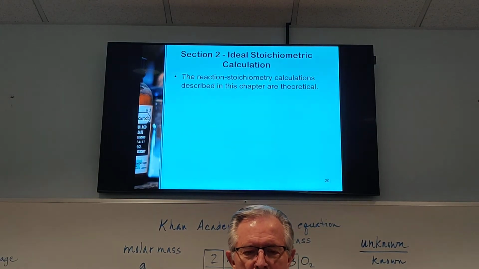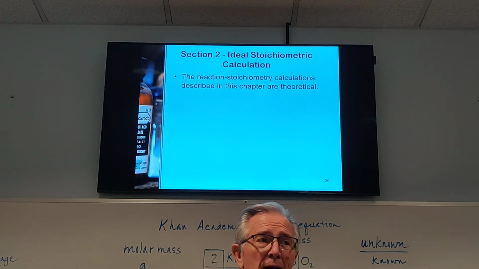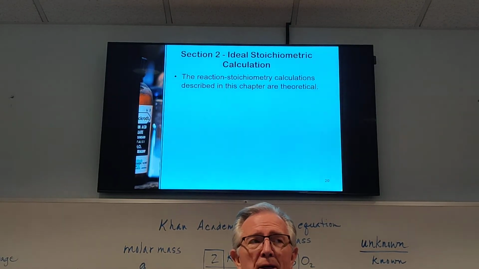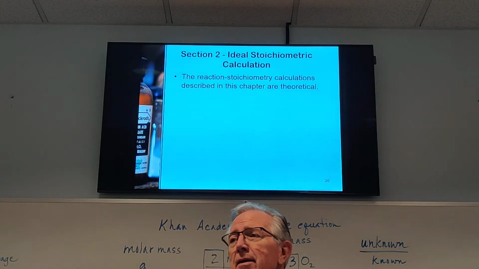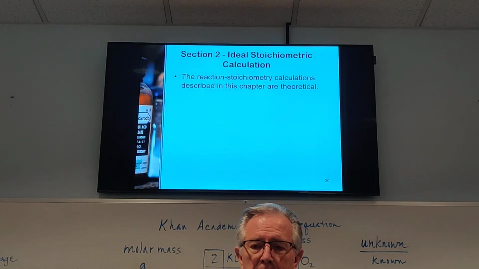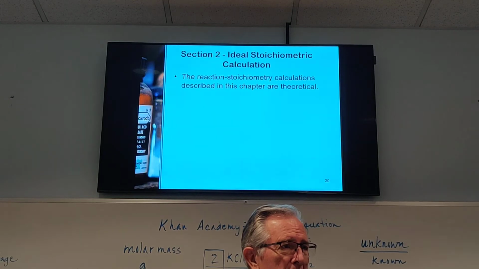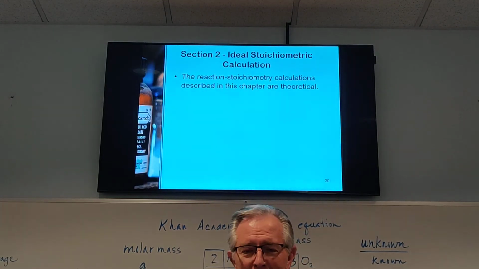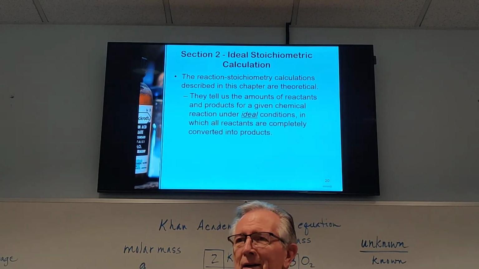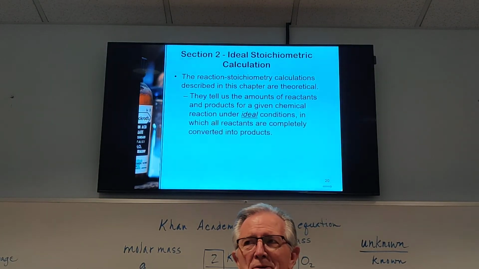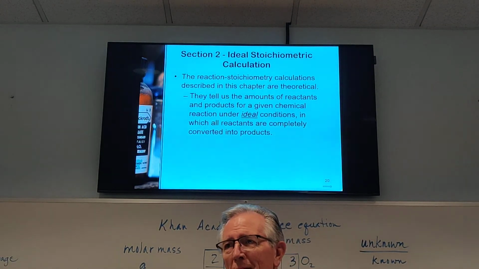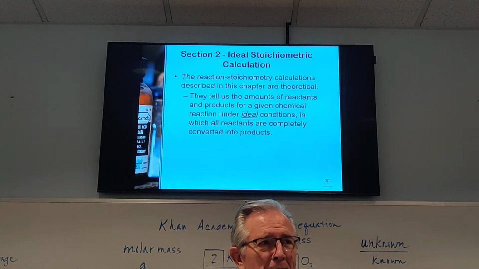So in reaction stoichiometry, the calculations described in this chapter are all going to be theoretical. What that means is I may not get as much as it actually predicts, because in the real world, things don't always turn out exactly as you'd expect, right? In theory, if I burn gasoline in my car, I should be able to get all the energy in the gasoline to make me go down the road. That doesn't turn out to be the case.